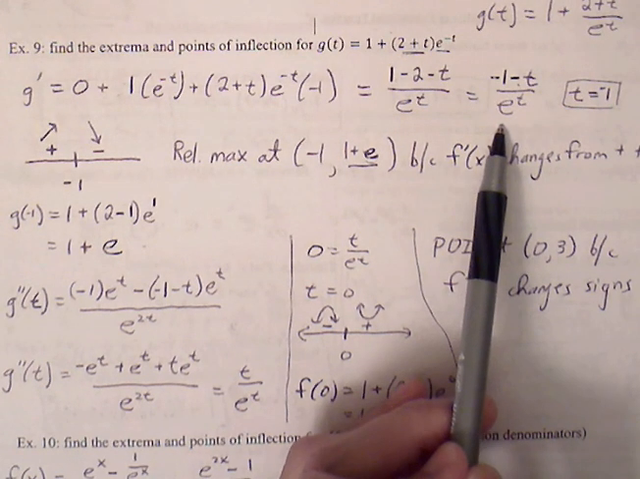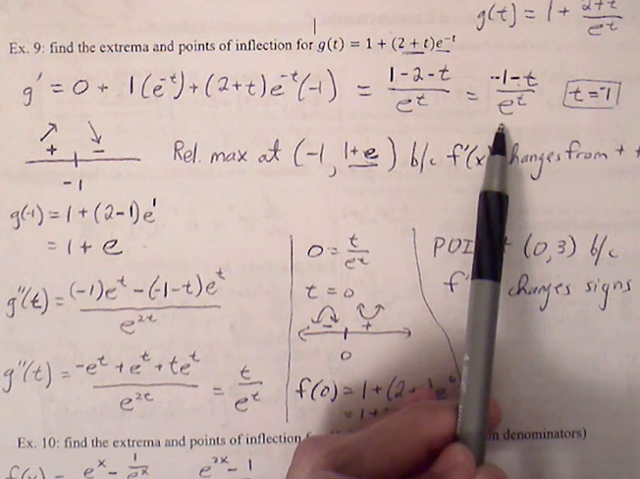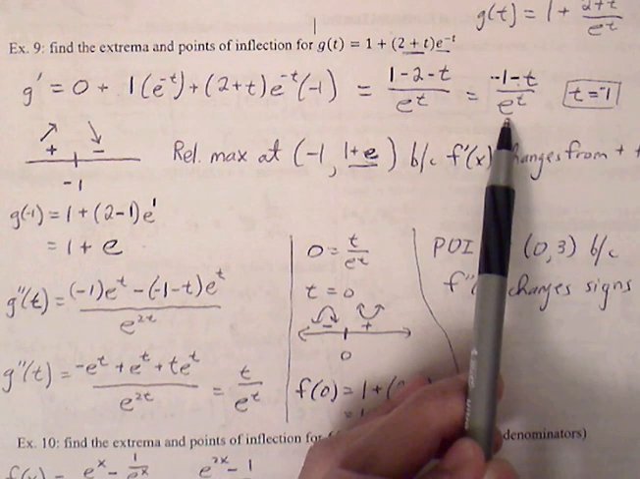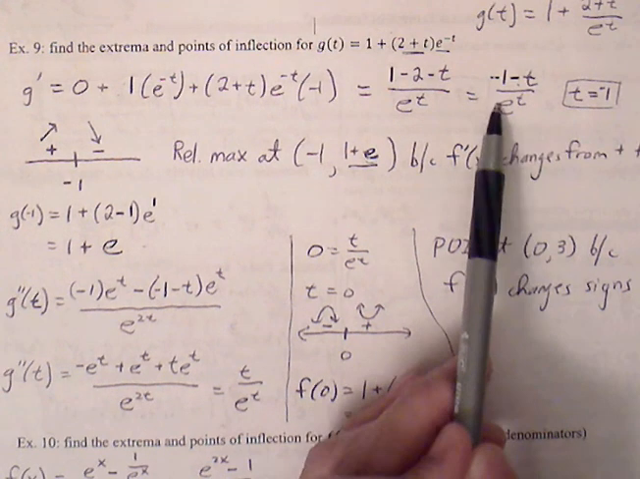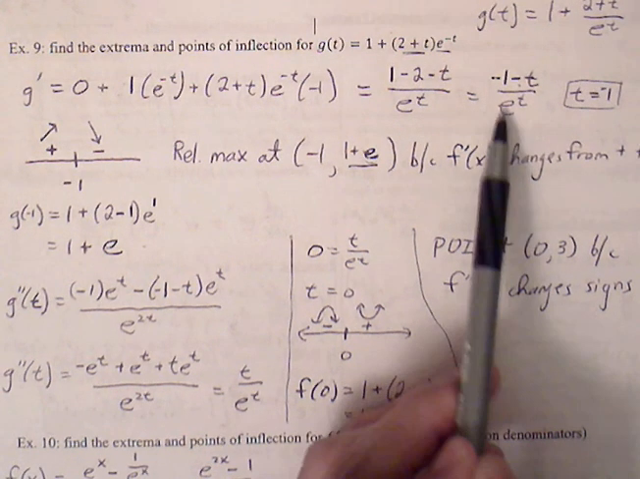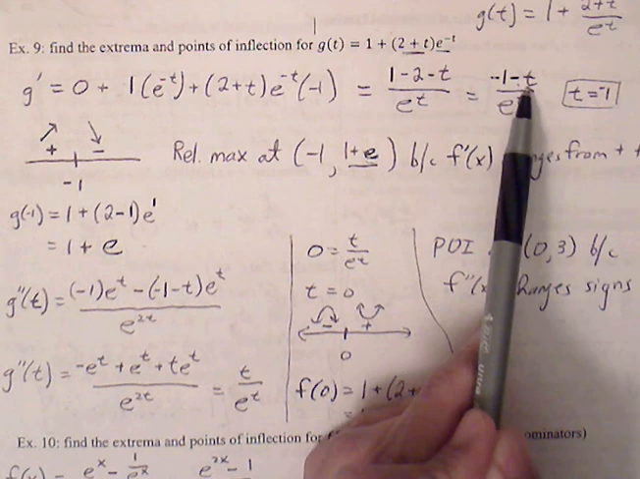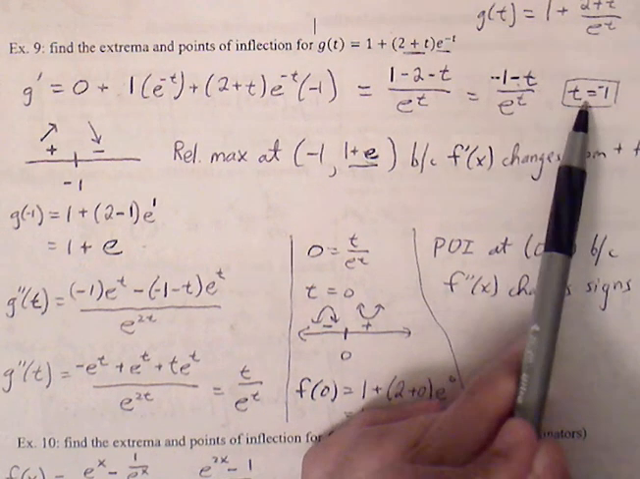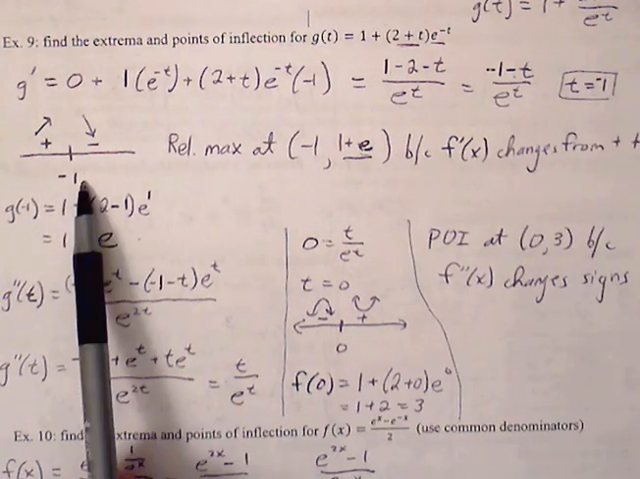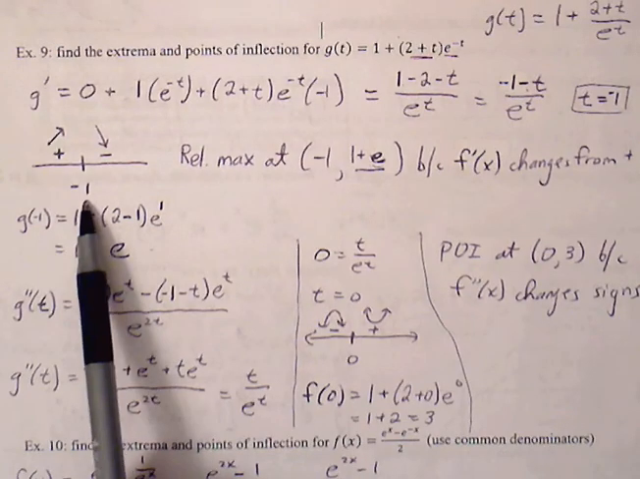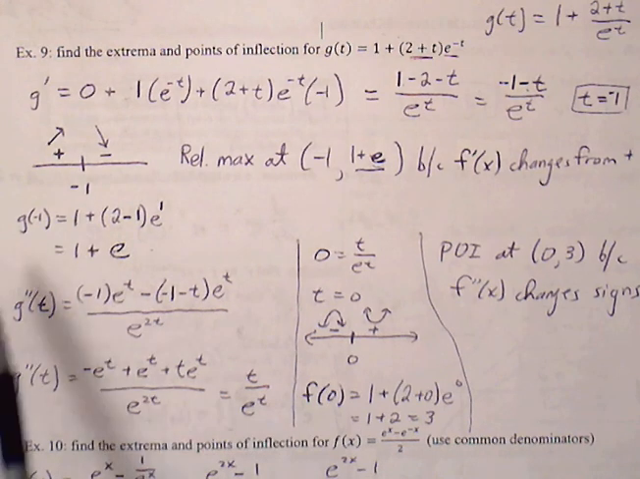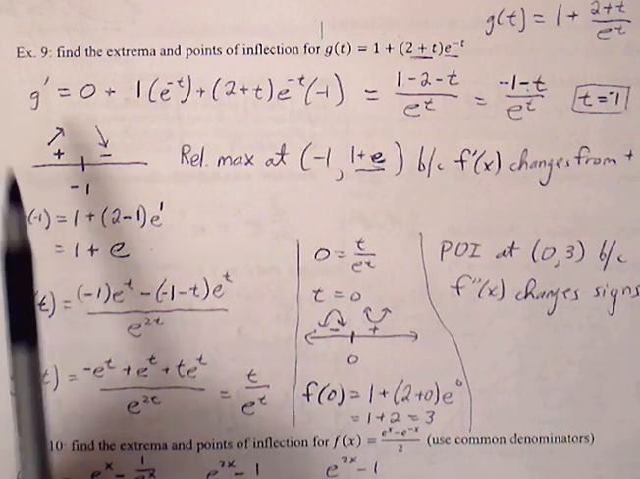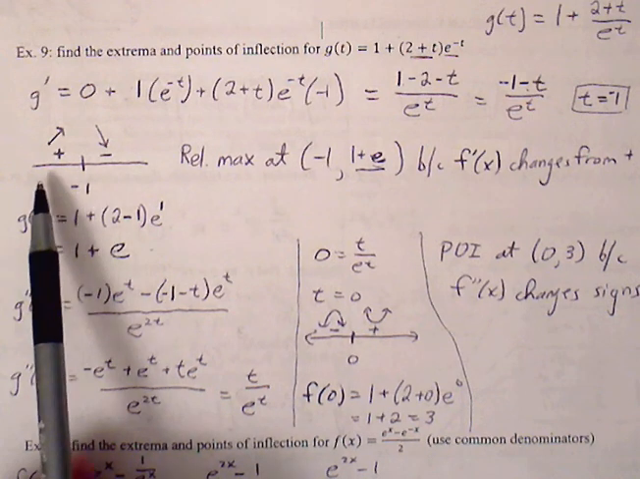To find critical points, we have to consider numerator and denominator. So denominator, e to the t equals 0. That's never going to happen. No critical points here. This graph is never going to cross the x-axis. Negative 1 minus t, if we set that equal to 0, we get t is equal to negative 1. So we have our critical point at negative 1. And this could be a potential max or min, but to determine that, we're going to have to test values on each side of the critical point.